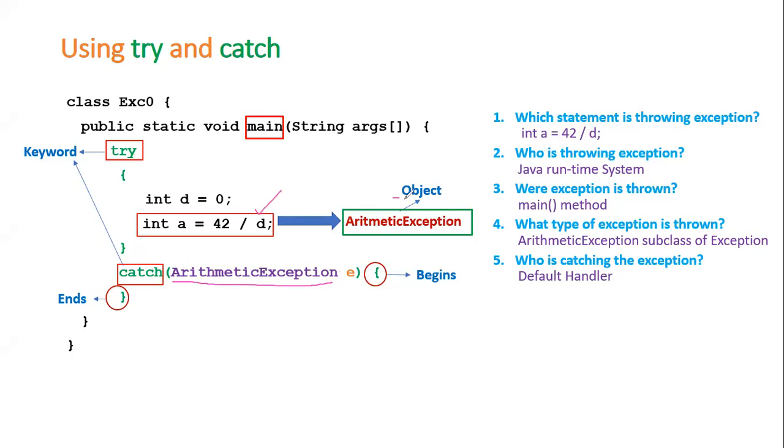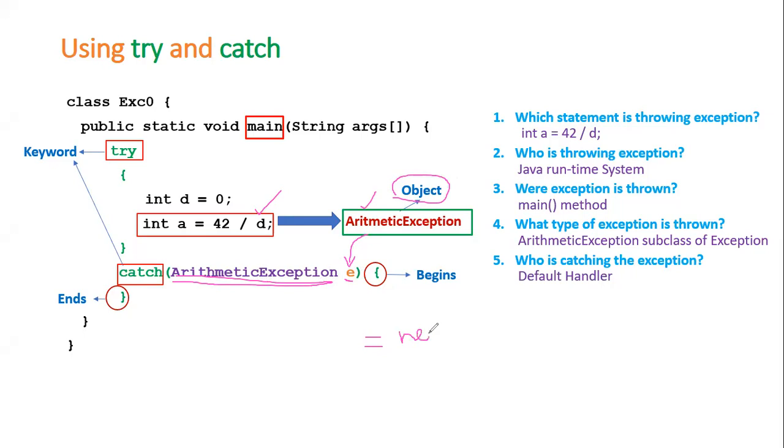This arithmetic exception is nothing but an object, and this object will be passed to this variable. And what's the type of this variable? The type of this variable is ArithmeticException. Why is the type of variable E ArithmeticException? Because the type of the object is ArithmeticException. I think you must know this.